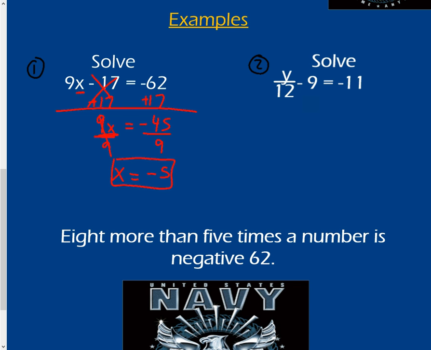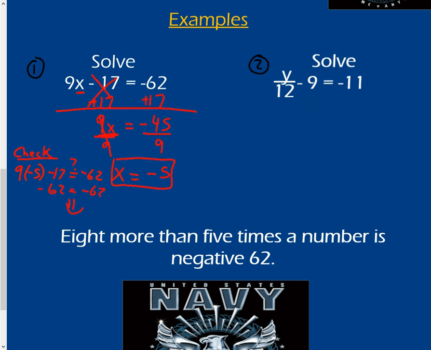And there's your answer. How can you check it? I'll check it on this one. I'm not going to check it on every one for the sake of time, but I'll check it on this one. So off to the side, to check it, plug it back in. 9 times -5 minus 17. And we're going to ask our question, is that equal to -62? Well, do the math, whether it's in your calculator or on your paper. 9 times -5 is -45. Minus 17 gets you -62. So -62 equals -62. That's a happy smiley face. We did it right.